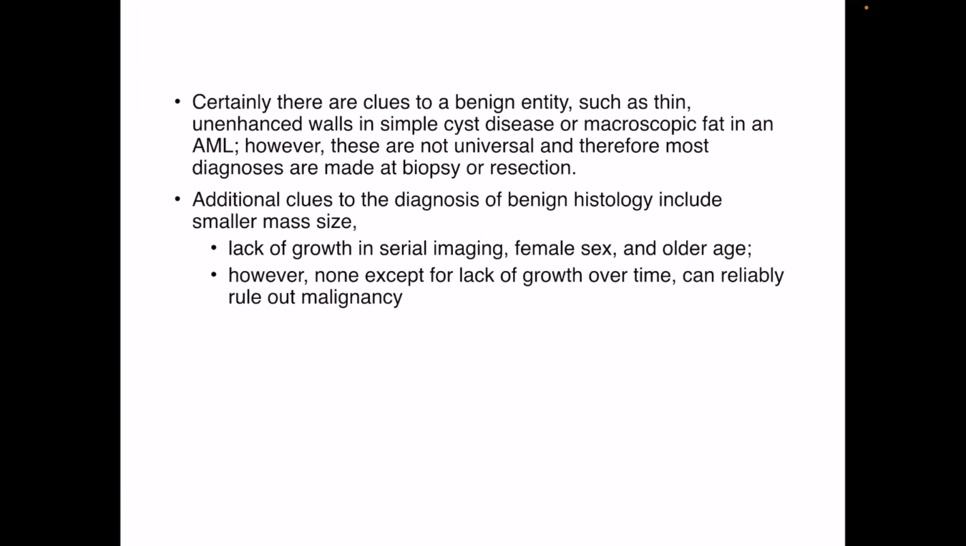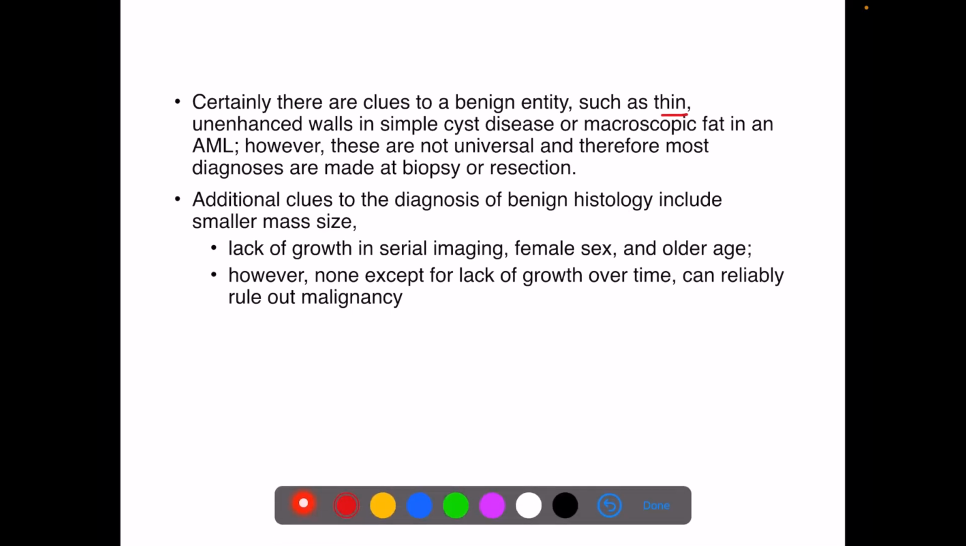And how do you identify a benign renal mass? Certainly there are clues to benign entities, such as thin and enhanced walls in a simple cyst or macroscopic fat in an angiomyolipoma. However, these are not universal, and therefore most diagnoses are made at biopsy or resection. Additional clues to benign histology include smaller mass size and lack of growth in serial imaging, female sex, and older age. These findings help in identifying benign disease. However, none except the lack of growth over time can reliably rule out malignancy.